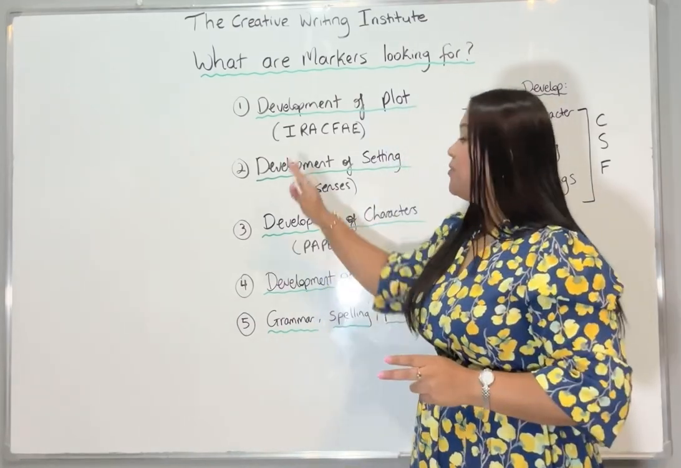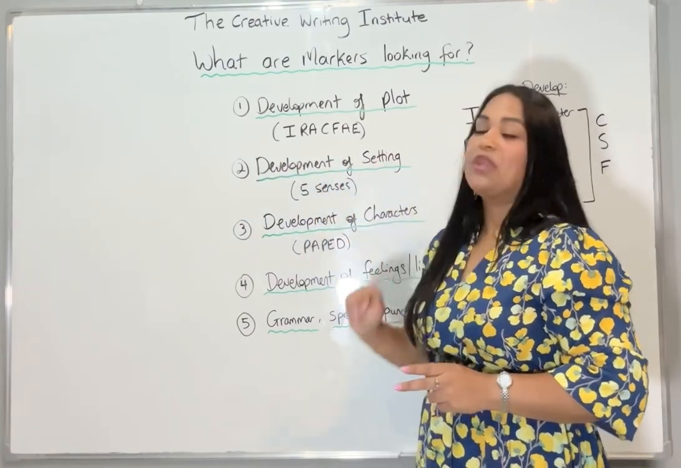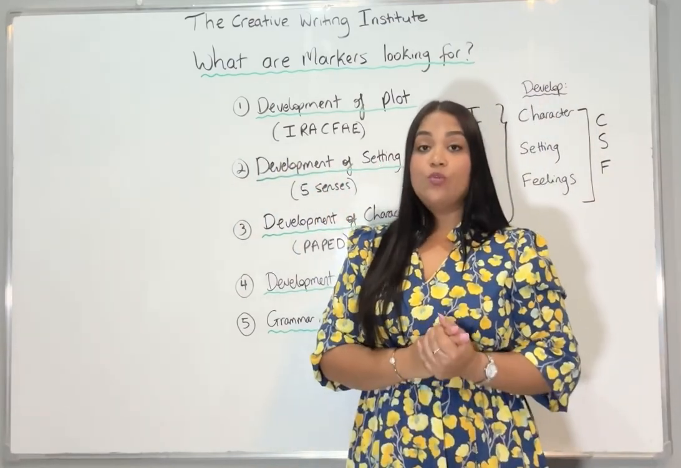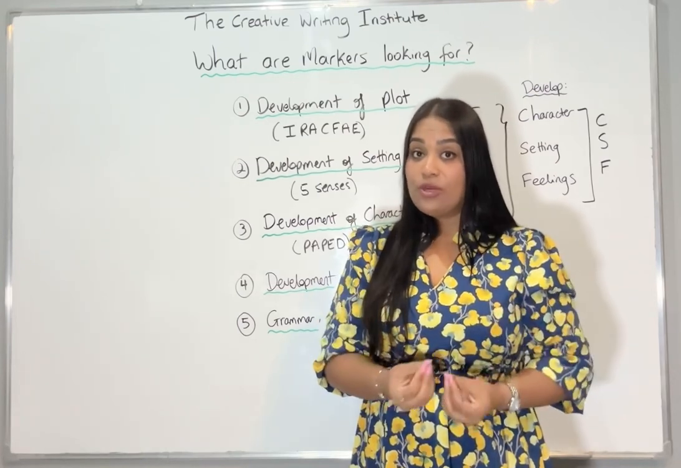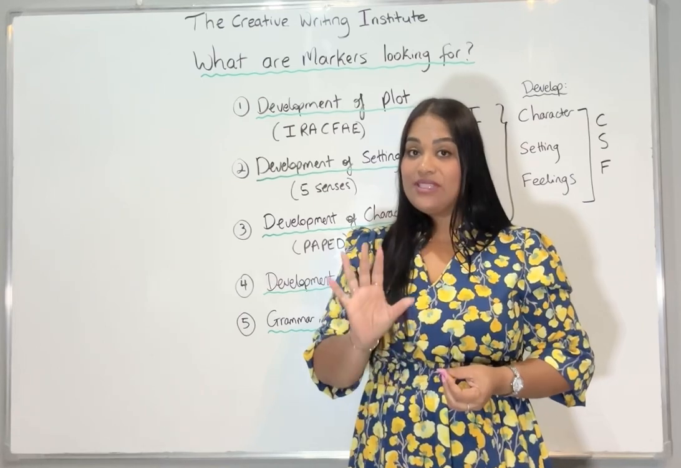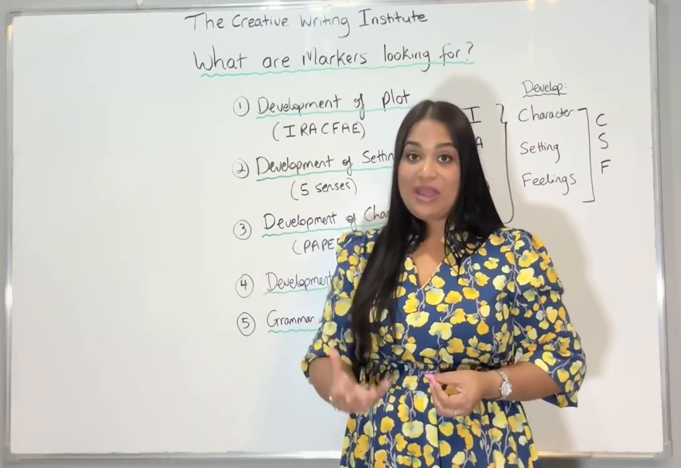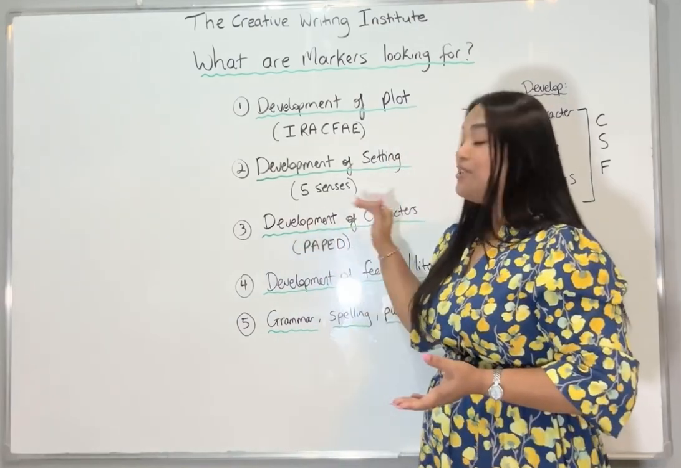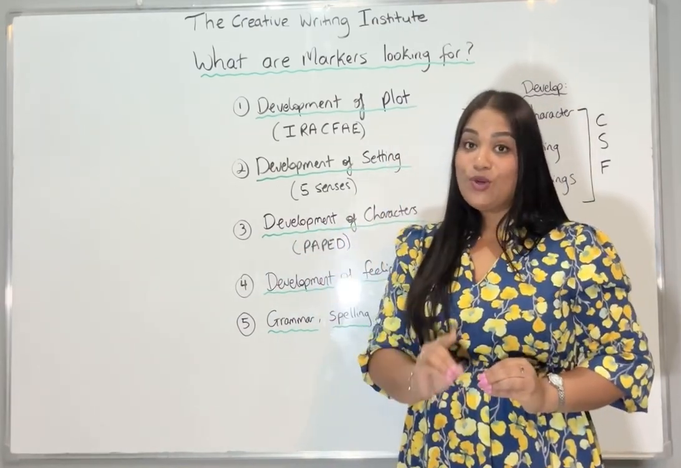The next thing that an examiner would look for is the development of setting. Now, when it comes to setting, I would have outlined various ways to do so, and the most important strategy in setting development is the use of the 5 senses. Describe what you see, hear, touch, taste, smell. Then, character development, another important element in your story writing.